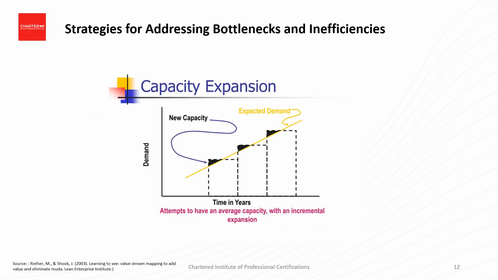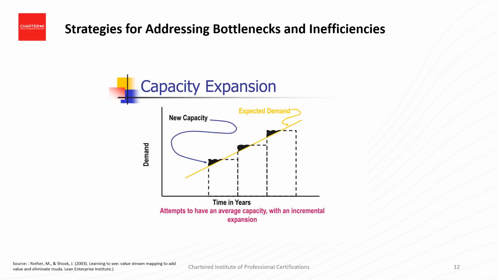Capacity expansion is a strategic decision that involves increasing the production capacity of a company to meet rising demand. This strategy is particularly useful when a company frequently encounters bottlenecks which limit its ability to meet customer demand. Here's an expansion on the methods.